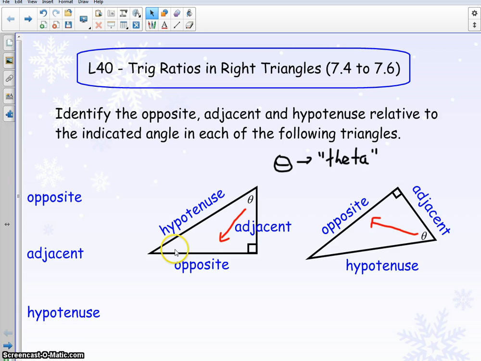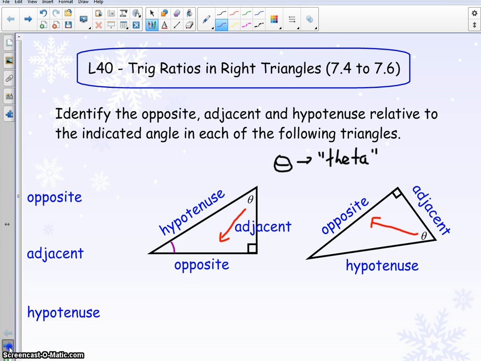And again, for the opposite and adjacent side, this is relative to the indicated angle. If I chose to indicate this angle down here instead, this one here, then the hypotenuse would still be the same one here, but this one would now be the opposite side, and this one down here would be the adjacent side. So again, how you label the opposite and adjacent sides will depend on what your indicated angle is going to be. So you just have to keep that in mind as you're going through this.